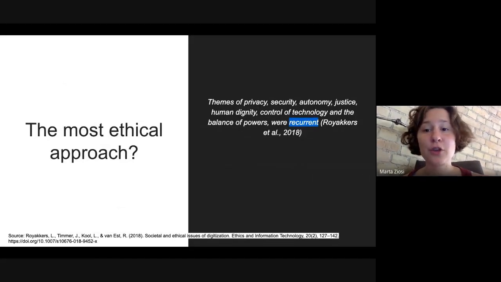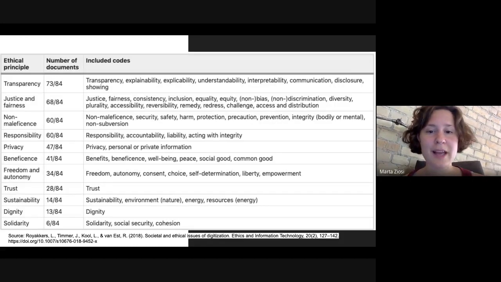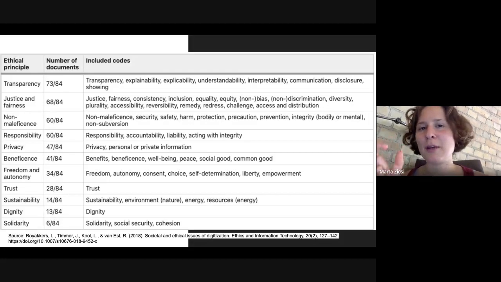So themes of privacy, security, autonomy, justice, human dignity, control of technology, and the balance of powers were recurrent. And here you can also look at the keywords and included codes, because that is probably the reason why, as we stated at the start, no single principle appeared in all of them. This could also be a linguistic problem, right? Within different cultures, but also within different silos or environments, from industry to government, we tend to talk about the same values with different words, or related values with different words. So that's why the research also went into calculating key concepts and included codes that might have referred to the same ethical principle.